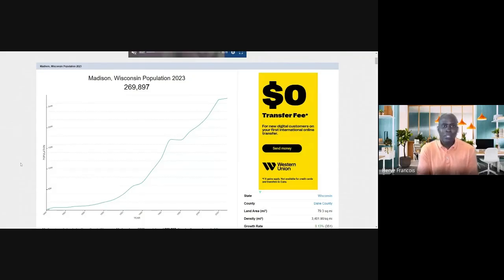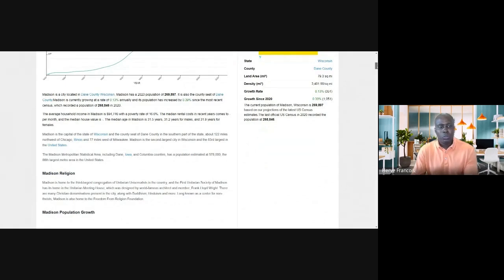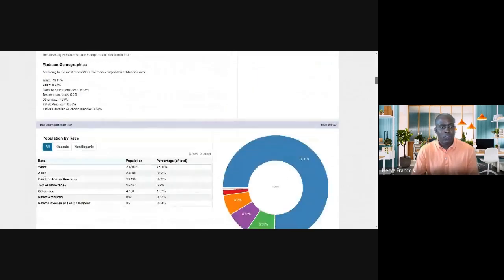One of my favorite free sites that I like to go to is worldpopulationreview.com. Madison, Wisconsin, population just under 270,000. A lot of great information here on this site, a lot of demographic trends, population growth rate, and so on and so forth. What we like to see, facts on Madison.